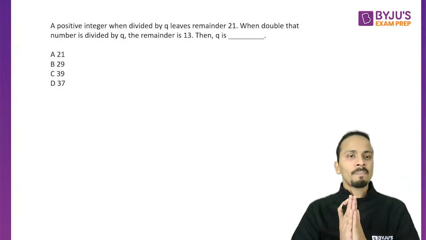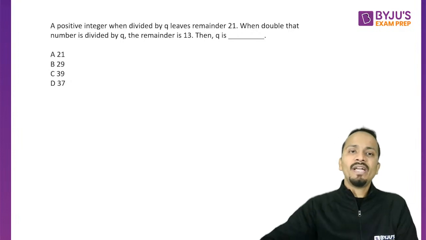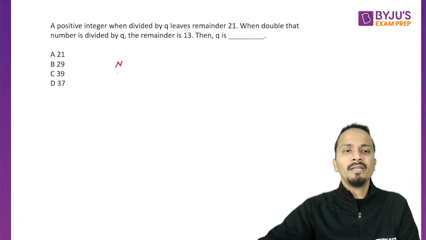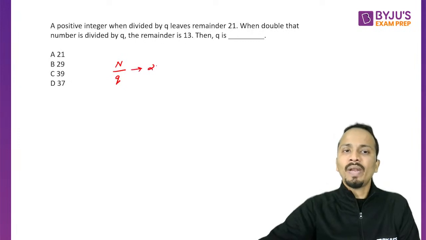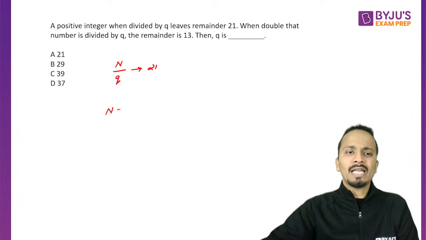Now moving ahead, one question from numbers. A positive integer, so let's say a number n, when divided by q leaves a remainder of 21. So I can say that the number can be written as q into x plus 21.